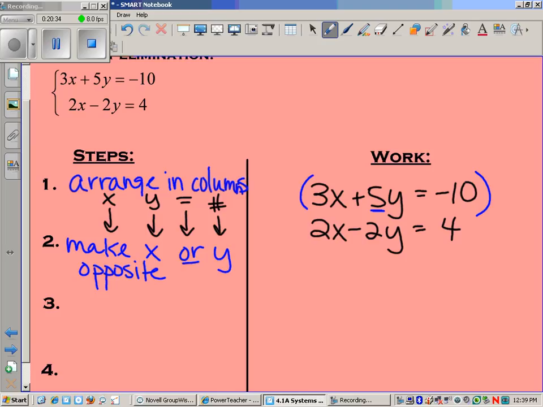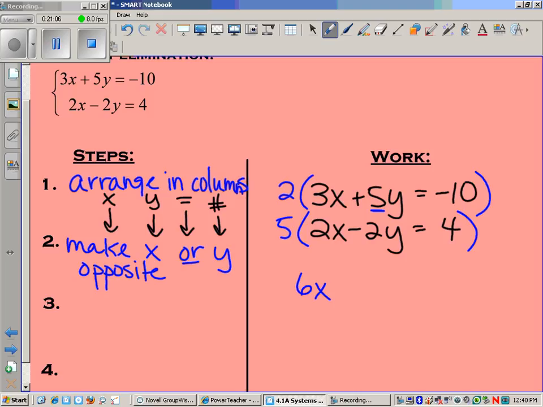But I can't just multiply the 5 by 2. I've got to multiply everything by 2 to keep it balanced. So I'm going to multiply everything in that top equation by 2. That'll give me a positive 10 in front of my y. If my top equation has a positive 10, that means I want my bottom equation to have a negative 10, so that they'll be opposites. So that means, what do I need to multiply that negative 2 by to get it to be a negative 10? 5. But I need to multiply everybody to keep it balanced.